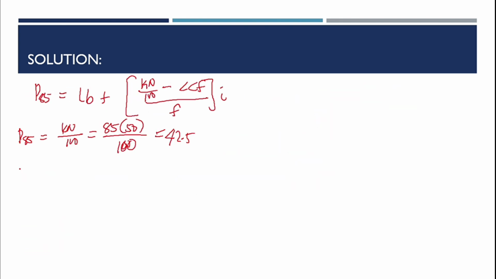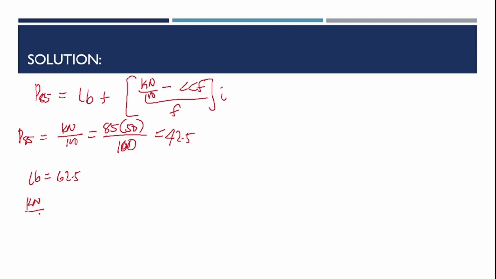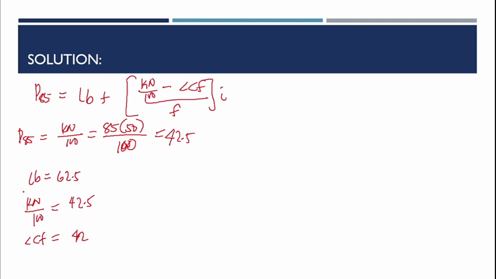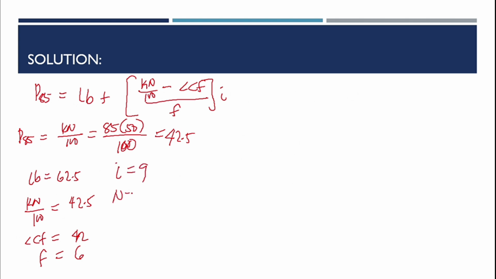So first is we have the LB. Our LB in the case of this one is 62.5. Next step is the Kn over 100, which is 42.5. Our less than cumulative frequency, since we choose, we have 42. This is correct. Let's check. Okay, check 42. Next, we have the frequency, which is 6. Next, we have the I and the N. I is 9, N is 50.